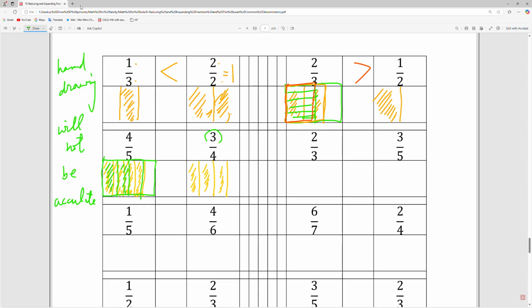Okay, we say we want to make them to have same denominator. So let me erase.